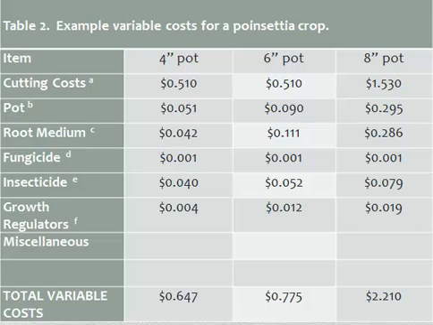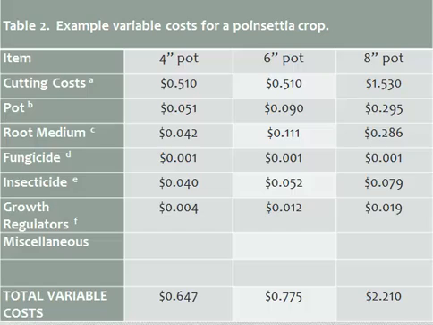The cost of the root medium, or the dirt, if you will, that we're going to grow in, was a little over 4 cents. The cost of the fungicide for each poinsettia was under a penny. The cost of insecticide for each pot was 4 cents. And the cost of growth regulators for each poinsettia was less than a penny.